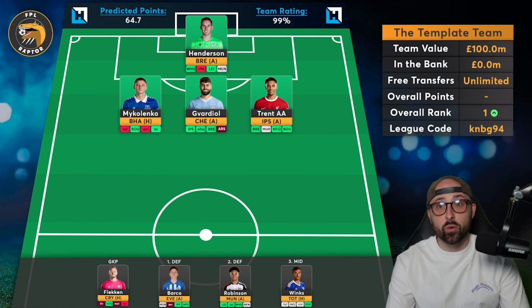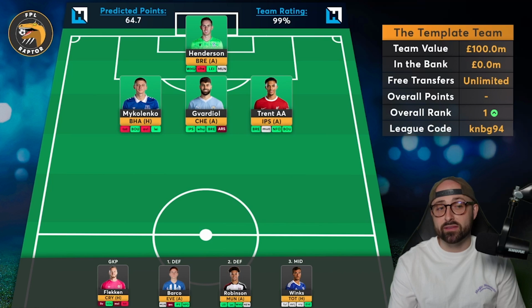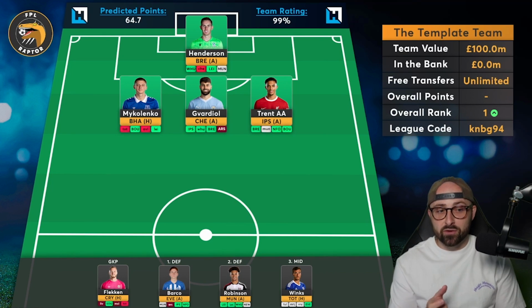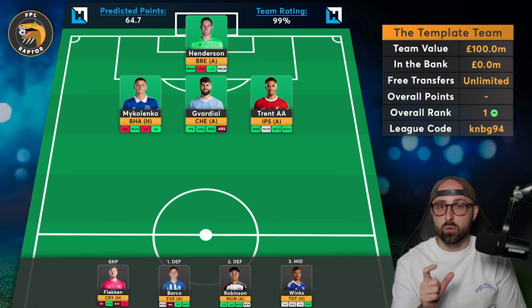So if he does go, or they sign someone like that, then maybe Henderson's not the best pick. But for the time being, we thought Henderson would start the season anyway, and that's looking more and more likely. So he is probably my favourite 4.5. You've then got Flecken, who I don't think fixtures-wise is as good as a lot of the other goalkeepers, but he's playing for a very good defence.